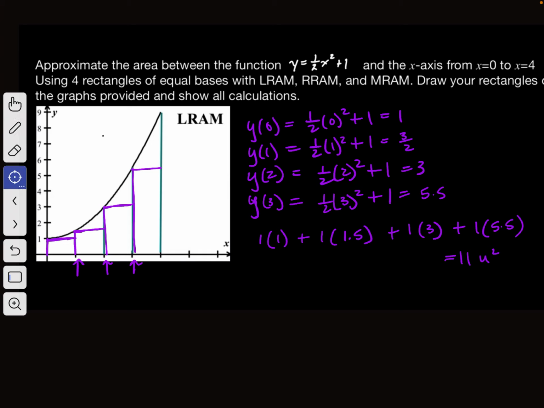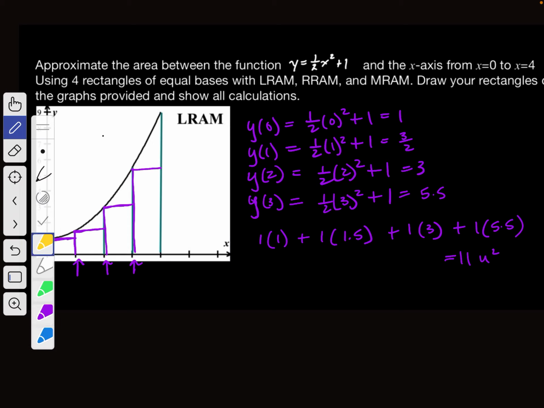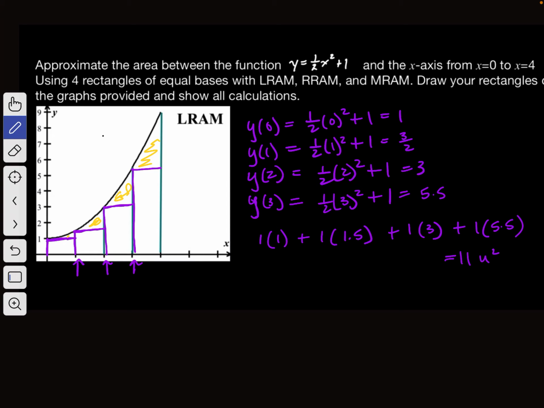So we have a curve. This is concave up. It's strictly increasing. With an LRAM, we can see we have all of these areas that are left off. So we can say that this is going to be an under approximation.